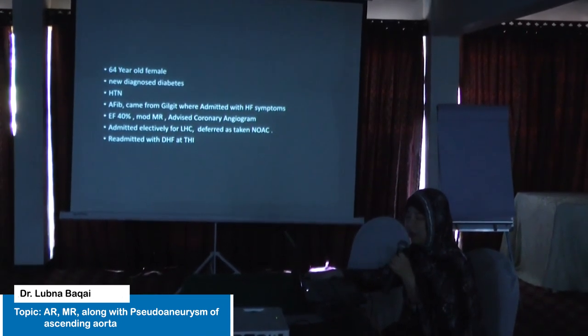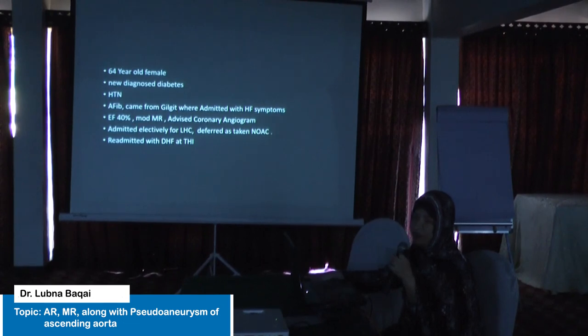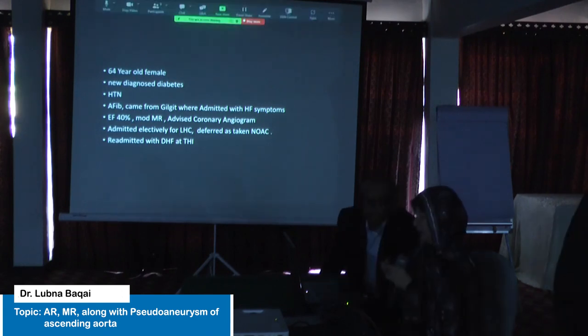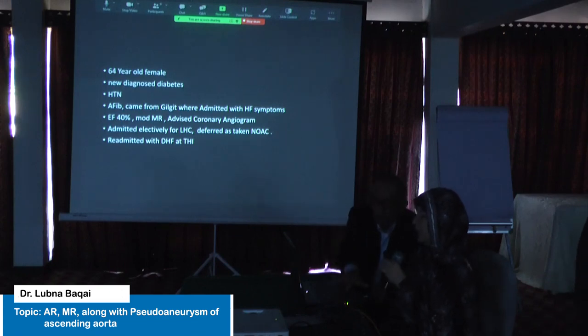She was admitted for the coronary angiogram, but the cath was deferred because she had taken dual anticoagulation agents. But on the same day, she was re-admitted to the ER with acute decompensated heart failure. This patient came from Gilgit for the coronary angiogram because of the ejection fraction of 40%.